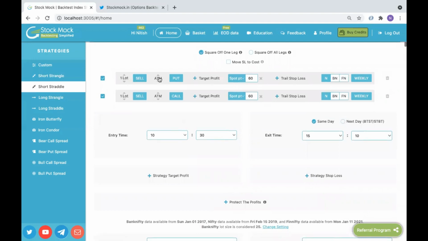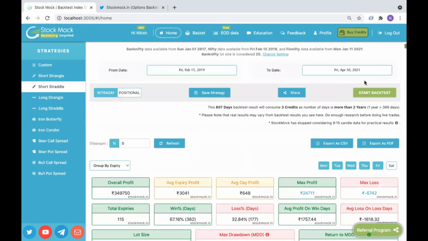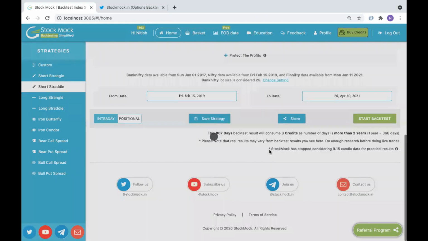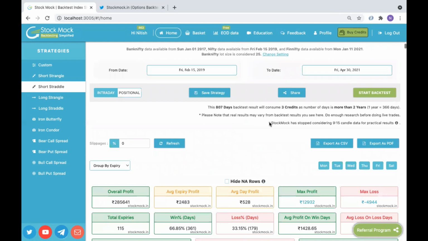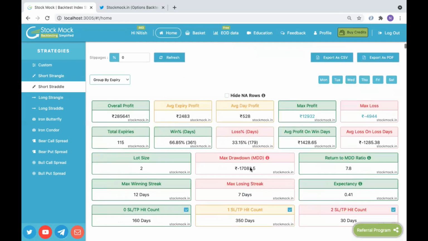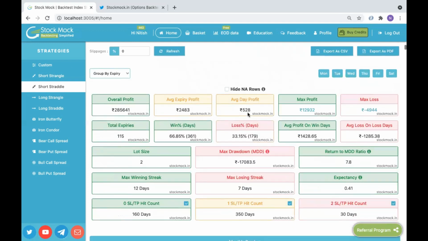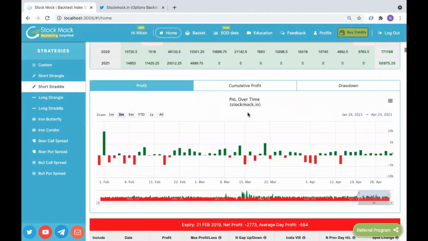So let's try to do something else. Let's try to do strangle. ATM minus put, ATM plus 50 call, and let's see if it actually improves the results or not. So last time we did a simple straddle. Here we did something else. The drawdown improved, but the average day profit got reduced, but that's fine. But I wanted to show you something else.